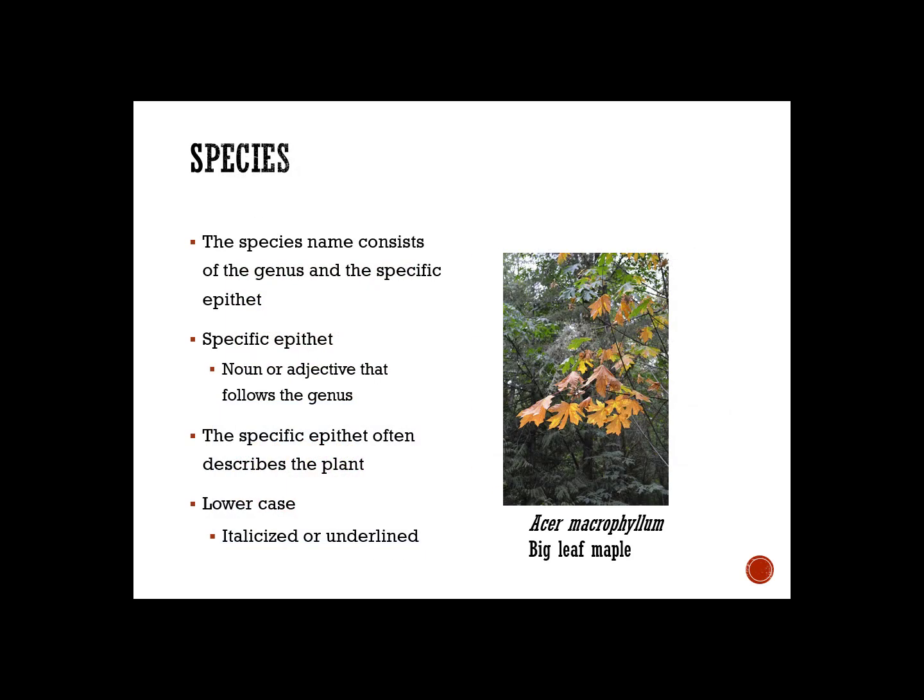Species consists of both the genus and the specific epithet. The specific epithet is a noun or adjective that follows the genus. It usually or often describes the plant, but not always. It's lowercase. It would be italicized or underlined. In this case, we've got Acer macrophyllum. Macro means large, phyllum is leaf. So in this case, the specific epithet does describe the plant.